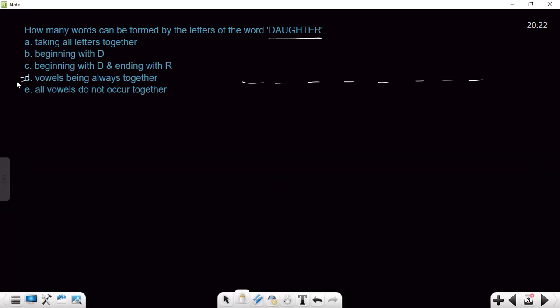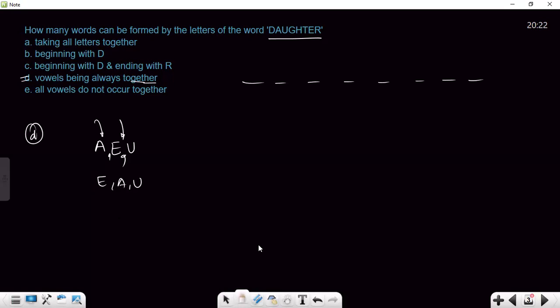Now, there is a condition given to us in the D part, where we have to write all the vowels together while making words. A, E, U, all these letters will always remain together. There cannot be any consonant in between, and they can be written in any order, like E, A, U. That is also togetherness of vowels. That doesn't matter for us.